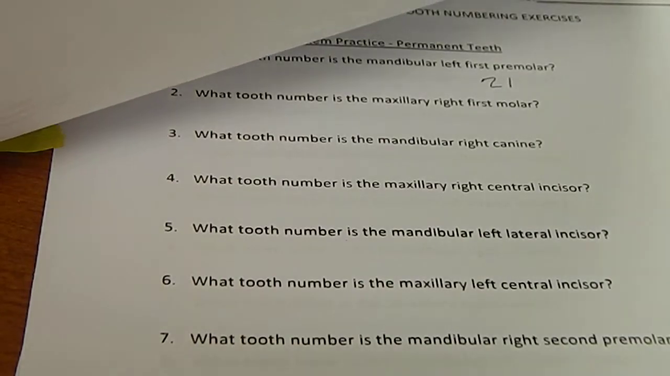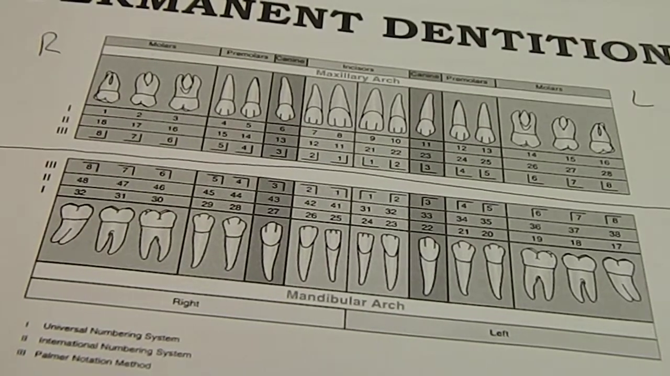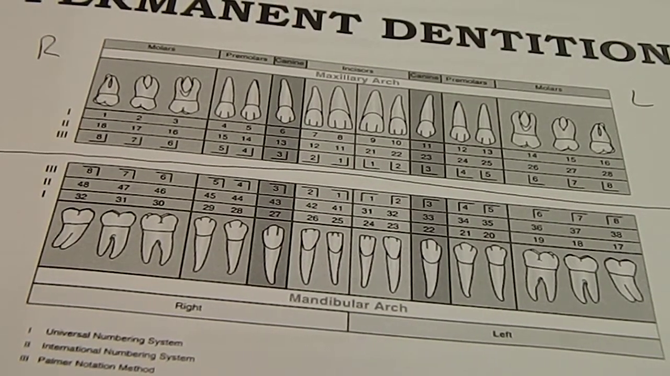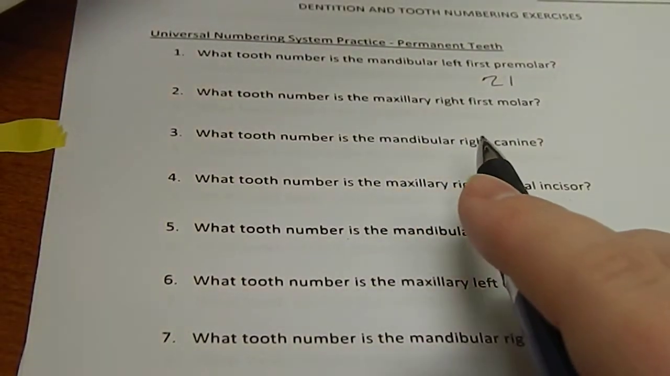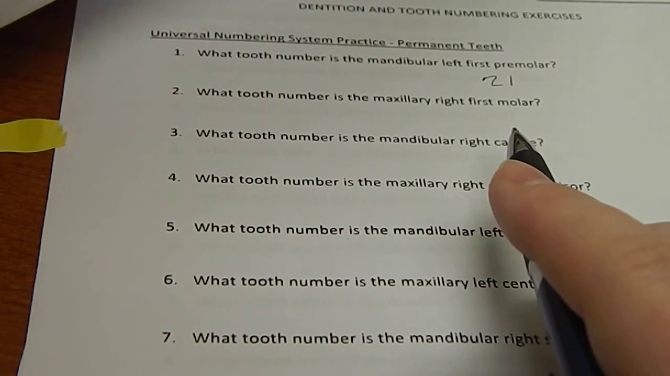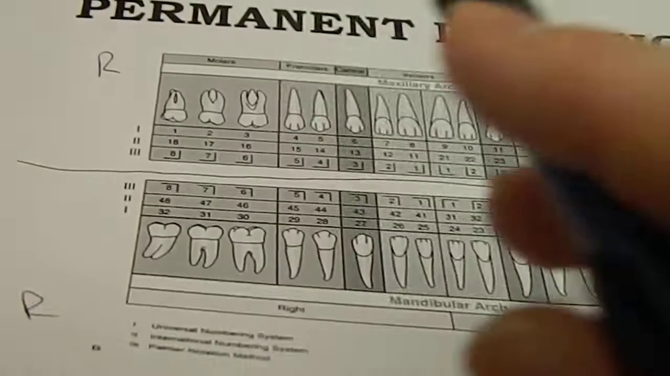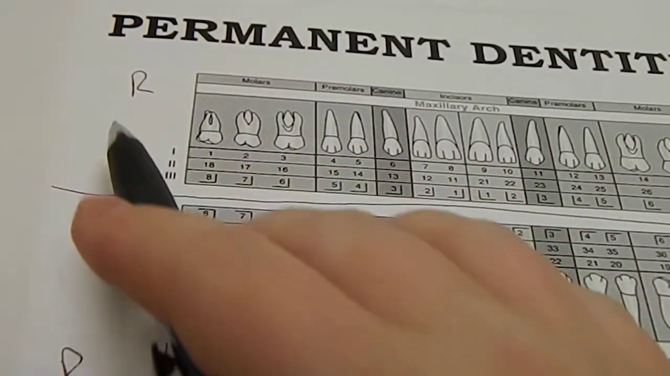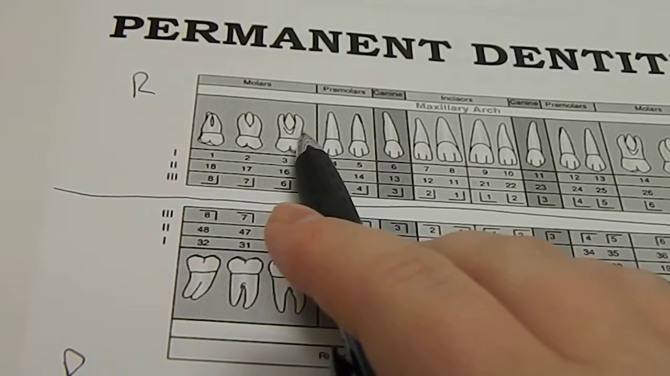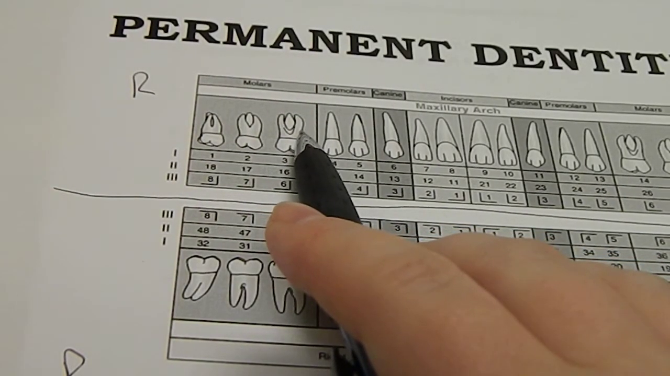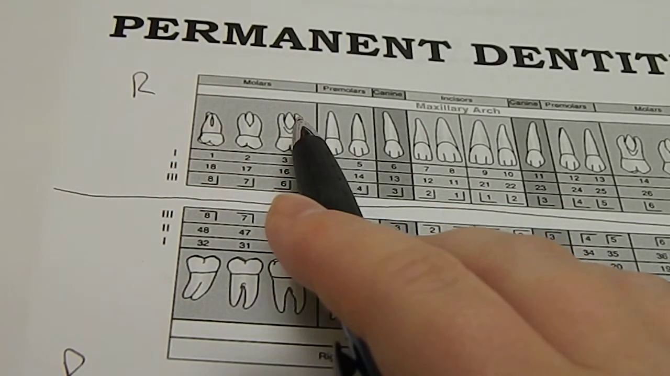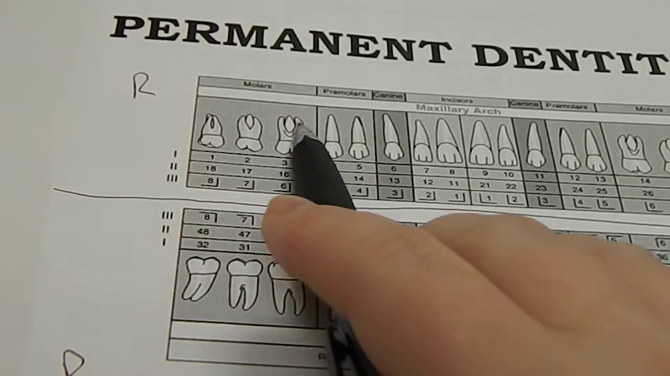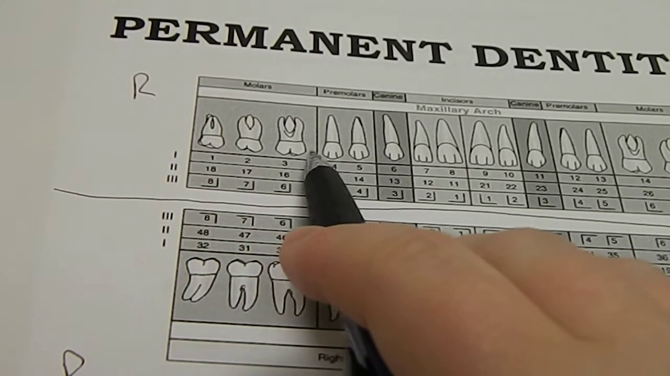This is the universal numbering system, so permanent teeth are 1 through 32. Which tooth number is the maxillary right first molar? Now we're going to be back up here, maxillary right hand side. Don't forget, when you're looking at somebody, you're looking at them as in a mirror image, so your left is going to be their right. So right hand side, maxillary right first molar.